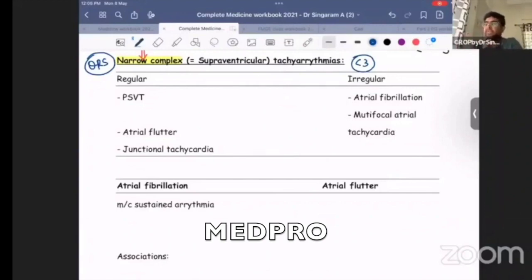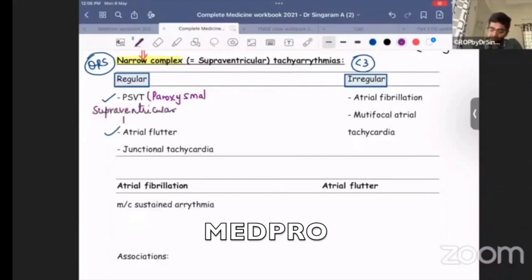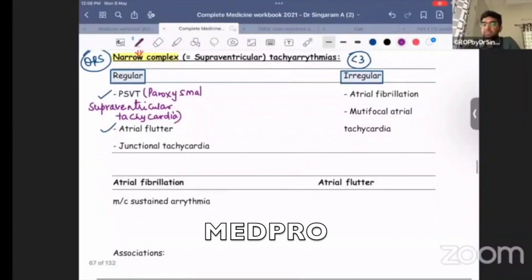Now they are divided into two types based on the rhythm: regular rhythm as well as irregular rhythm. We are going to see the ECG measures, but first description is based on the regular or irregular rhythm. In regular rhythms, we have 3 important things. Out of this, these 2 are important for exam: PSVT and atrial flutter. What is PSVT? It is paroxysmal supraventricular tachycardia. You write the expansion. I will provide the details later. PSVT, atrial flutter and one more is junction tachycardia.